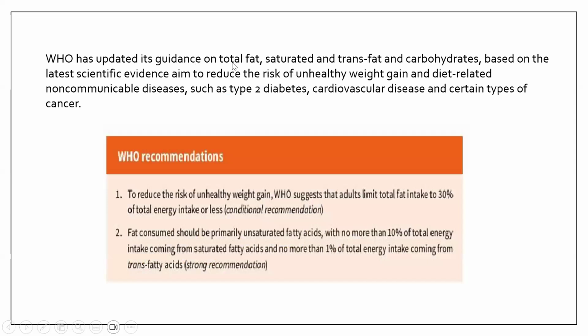WHO has updated its guidelines on total fat, saturated and trans fat, and carbohydrates based upon the latest scientific evidence, with the aim to reduce the risk of unhealthy weight gain and diet-related non-communicable diseases like type 2 diabetes, cardiovascular diseases, and certain types of cancer. WHO recommends that the fat consumed should be primarily unsaturated fats, with no more than 10% of the total energy intake coming from saturated fatty acids and no more than 1% of the total energy intake coming from trans fatty acids, which is a strong recommendation.